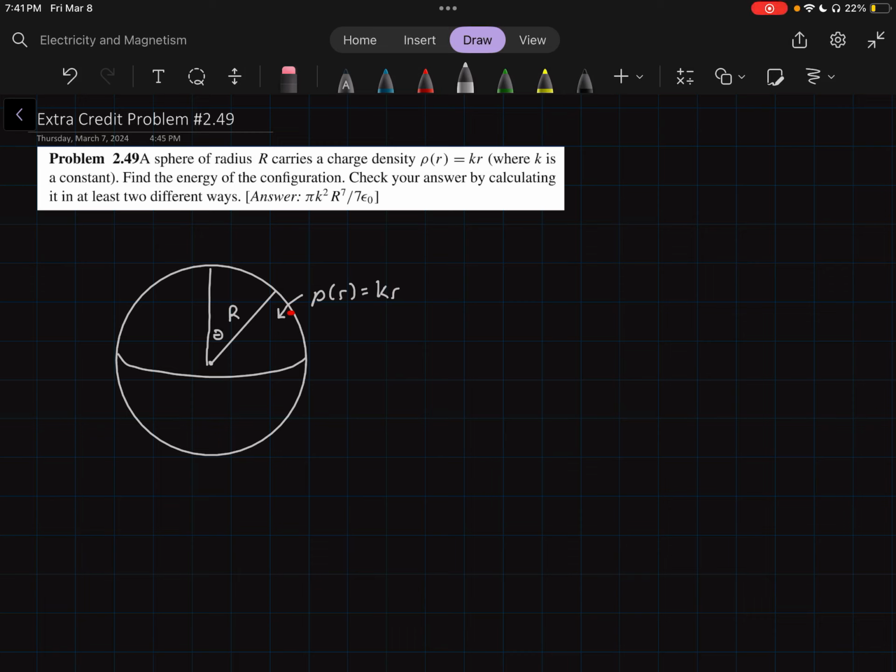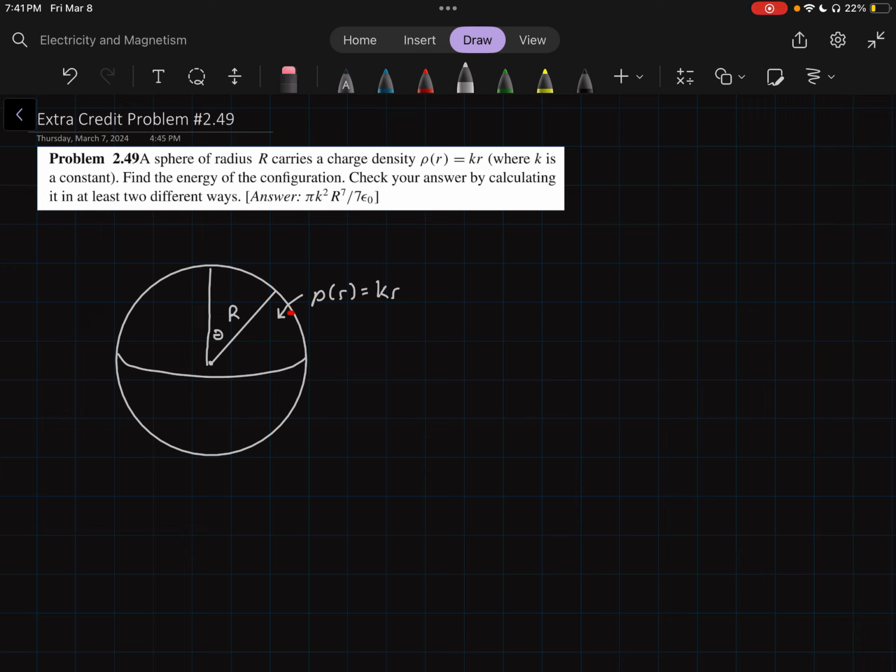All right, so we're going to be solving problem 2.49, which says a sphere of radius r carries a charge density rho equals kr, where k is a constant. Find the energy of the configuration. Check your answer by calculating it in at least two different ways.